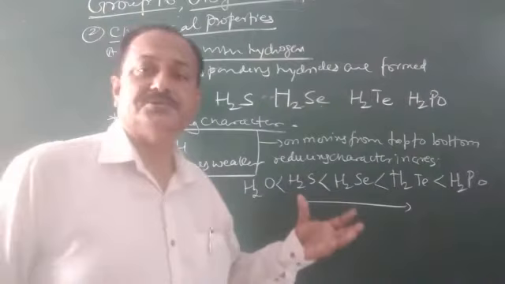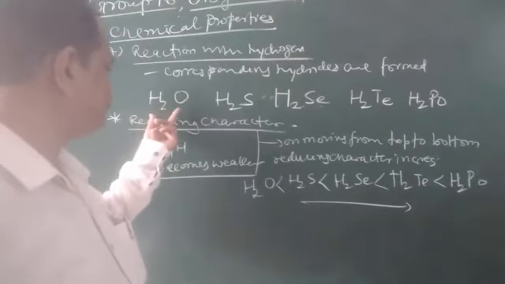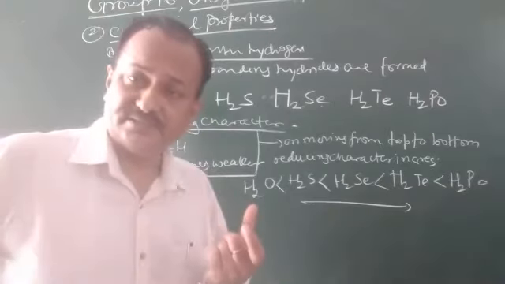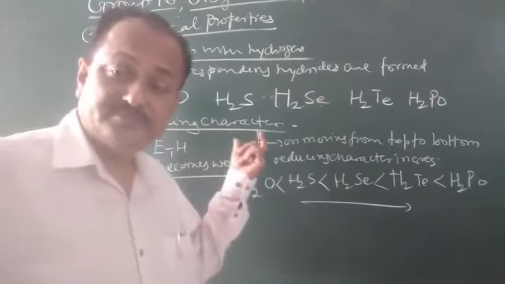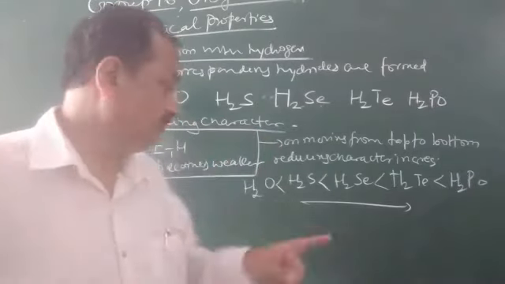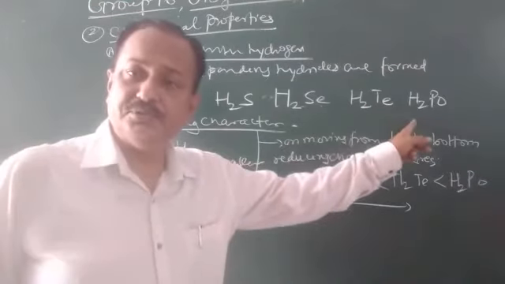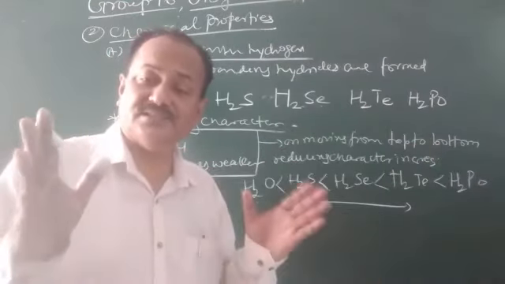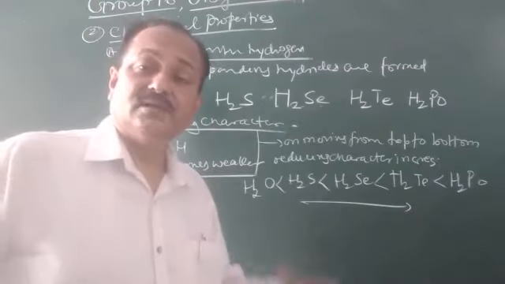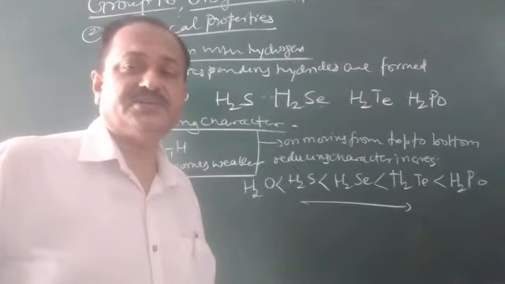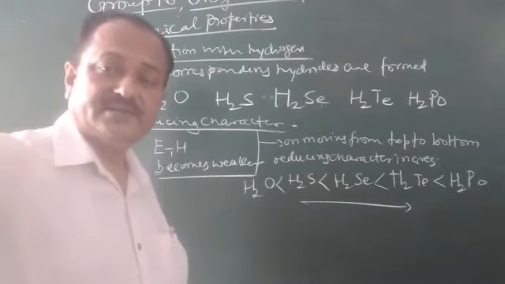Here in the case of oxygen, the size is very small, so hydrogen is bonded with a stronger force of attraction. Now, in the case of H2Po, the size of polonium is the largest, and as a result, the hydrogen ions are lost very easily. The same is the case with thermal stability. So this is about the reducing character.